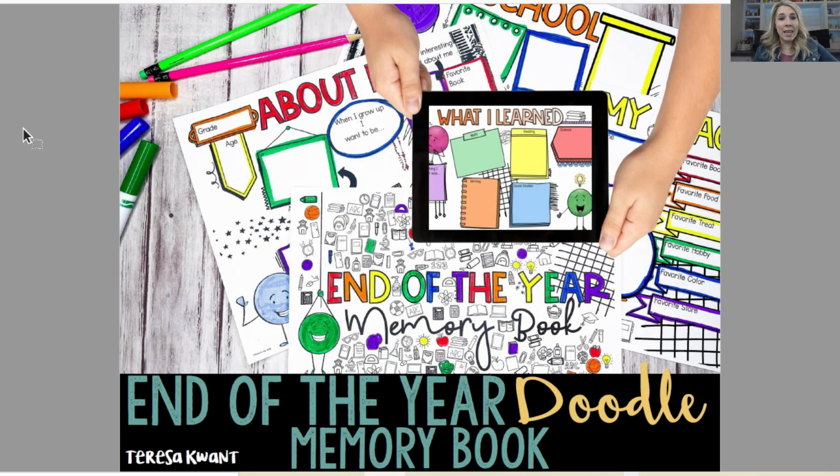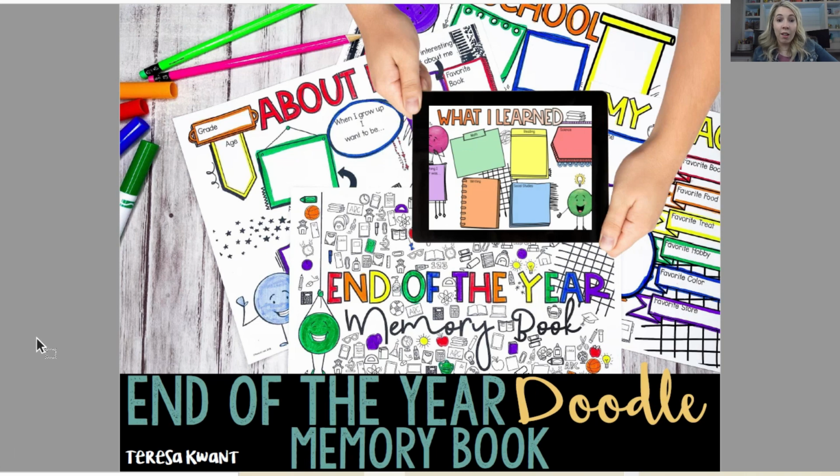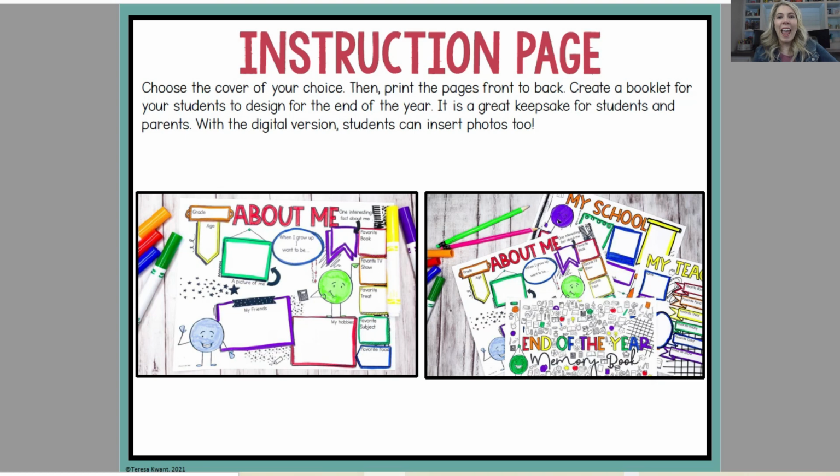So here is one sample of what I would consider an aesthetically pleasing product. This is my end of the year doodle and memory book. I have a clear photo and action picture that takes up the majority of the cover, as well as hands holding an iPad to show that a digital option is included. My title is also in my brand font and my brand colors. I've included instruction pages for the teachers so that they can see what is included in this product. And in those instruction pages, I have pictures in action so they can see what it looks like printed out.